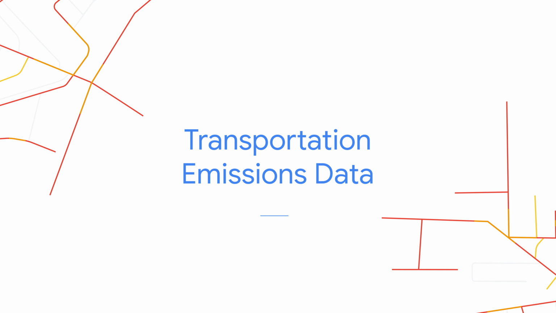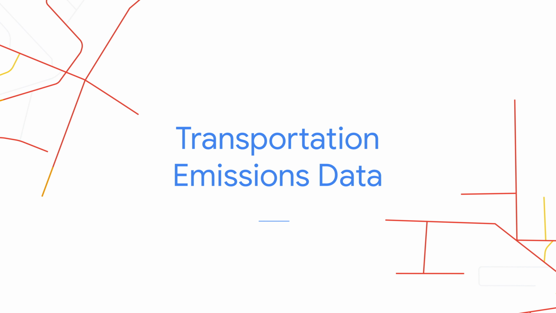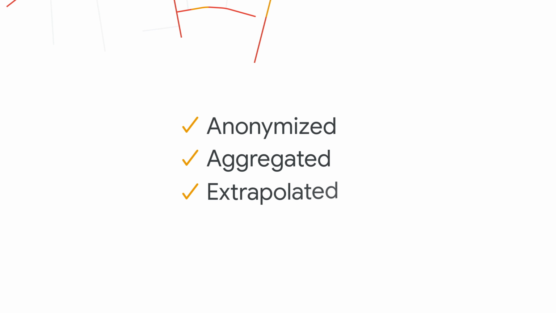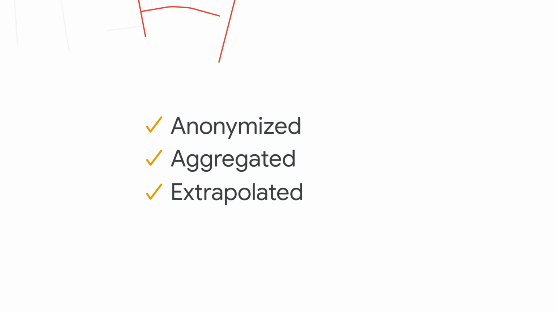For each type of data, we have different sources, so let's go type by type. First, let's start with transportation emissions. When it comes to transportation emissions, EIE leverages data that comes from users who have opted into location history. This data is anonymized, aggregated, and then extrapolated to the entire population.